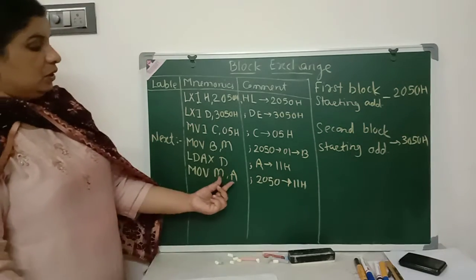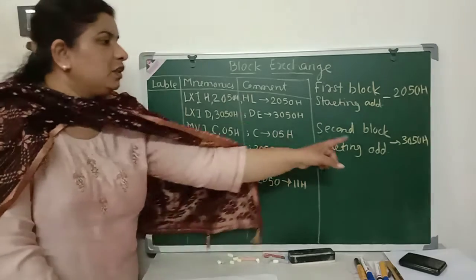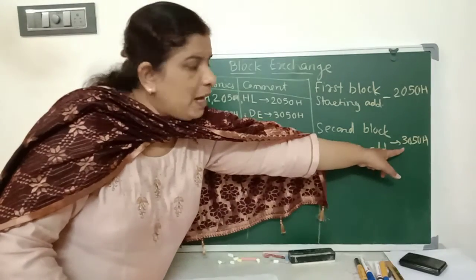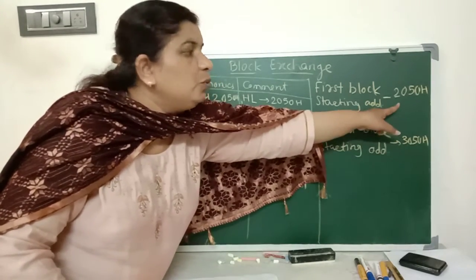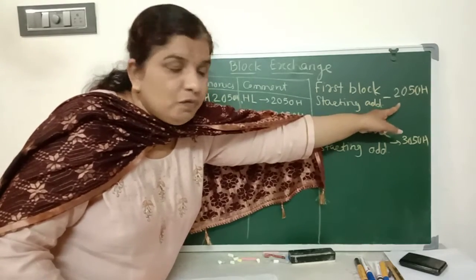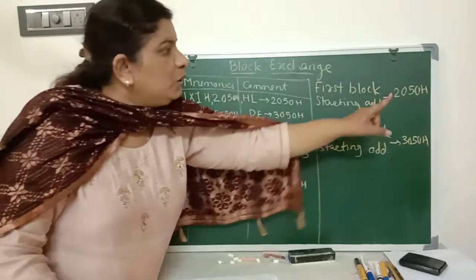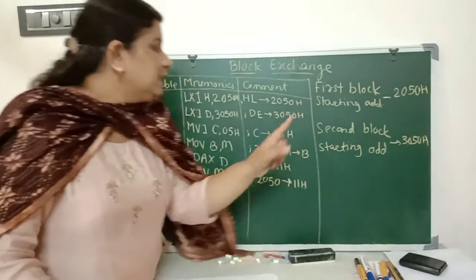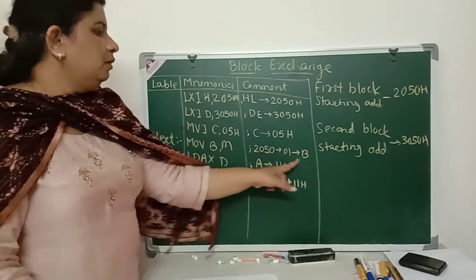Okay. So what will happen here? From the memory location 3050, the first number is copied to 2050. But still we need to copy the contents of 2050 to 3050. So where have we temporarily stored this one? We have stored it in B register.